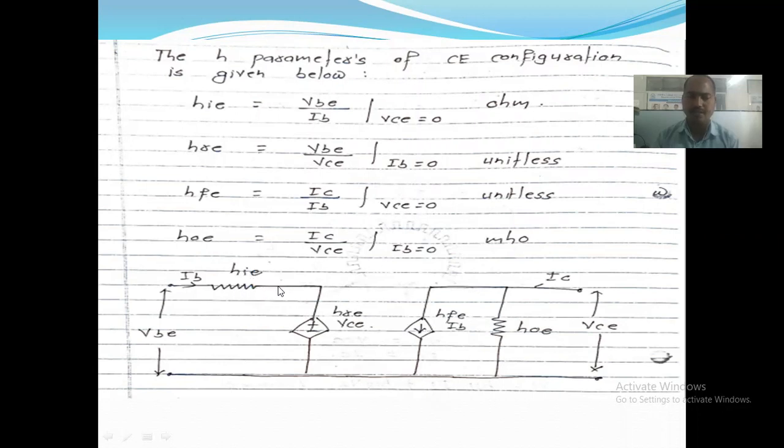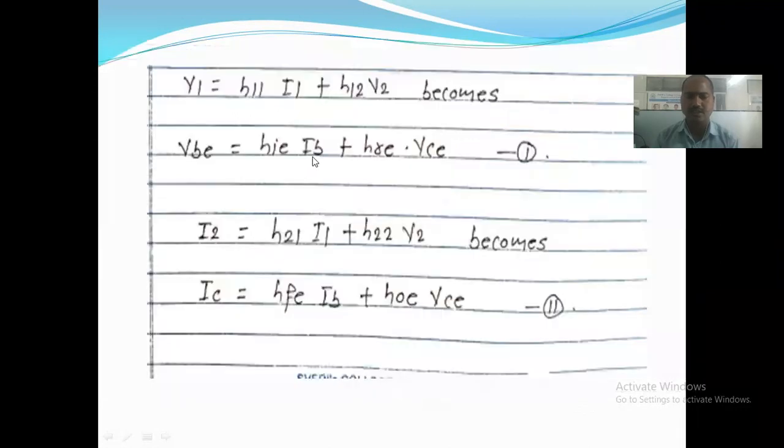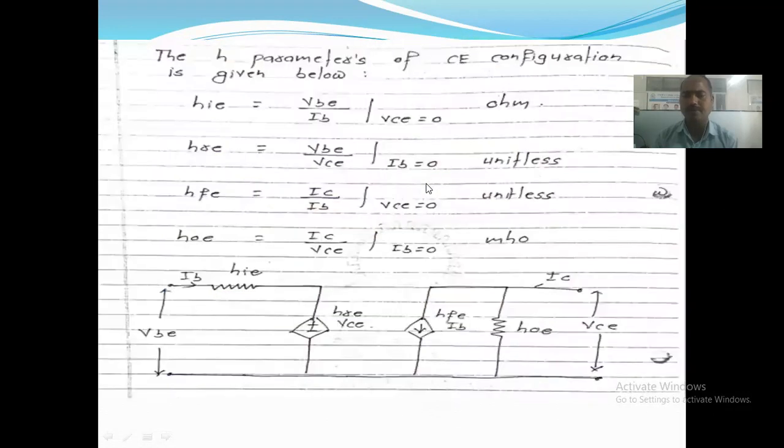Okay, and at the same time it should be connected with the two equations, with respect to the input. One is nothing but HI into IB plus HRE into VC. HRE indicates the reverse voltage, so V1 upon V2, so it has no unit, it is unitless. So it should be a multiplying factor for this term, right?